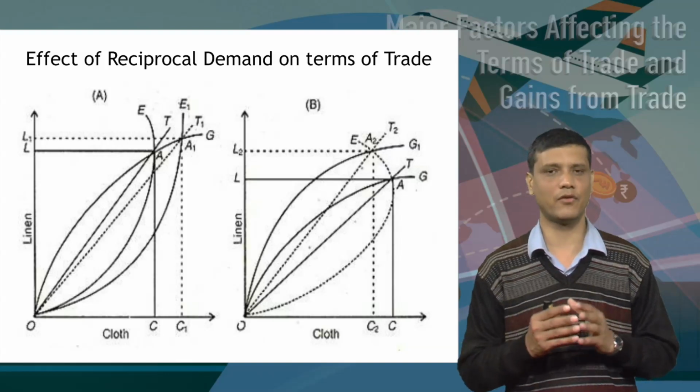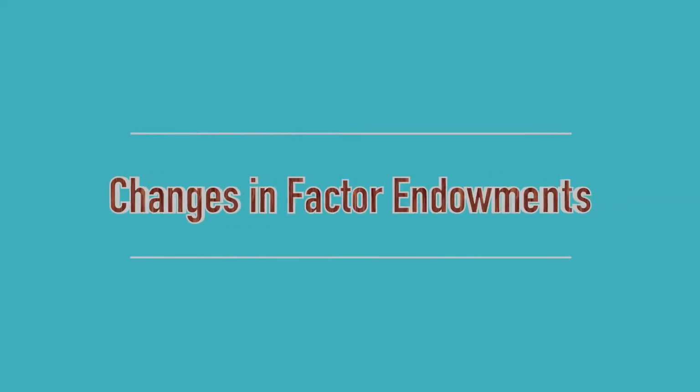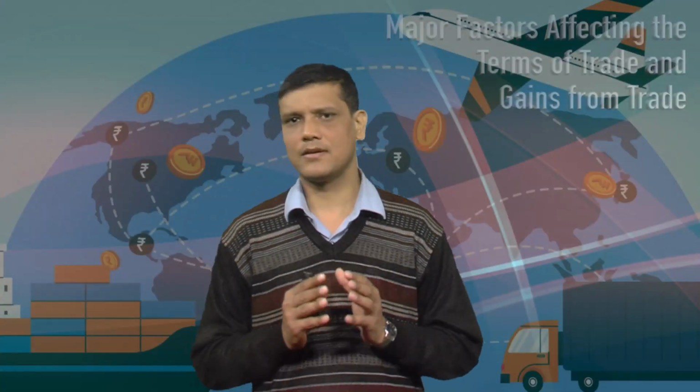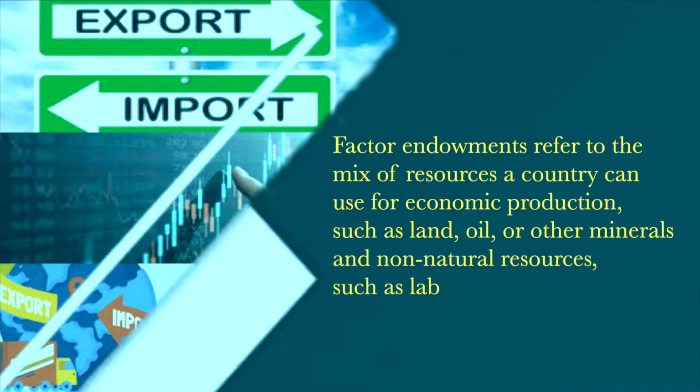The next factor affecting terms of trade is changes in factor endowment. Factor endowments refers to the mix of resources a country can use for economic production, such as land, oil, or other minerals, and non-natural resources such as labor and capital.